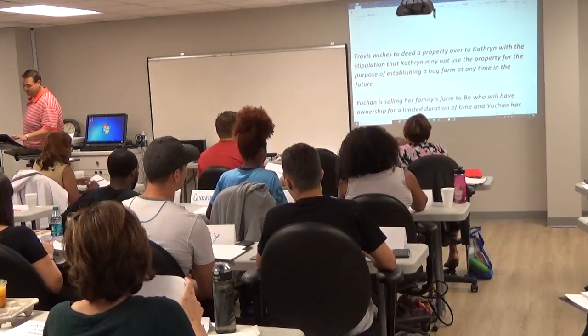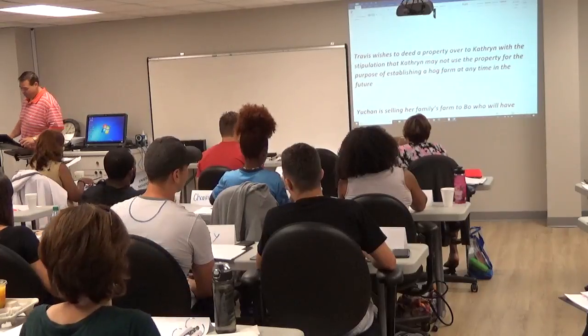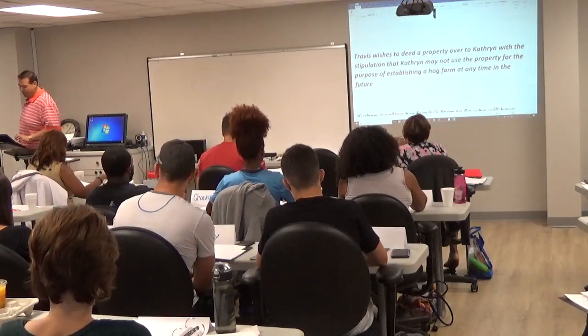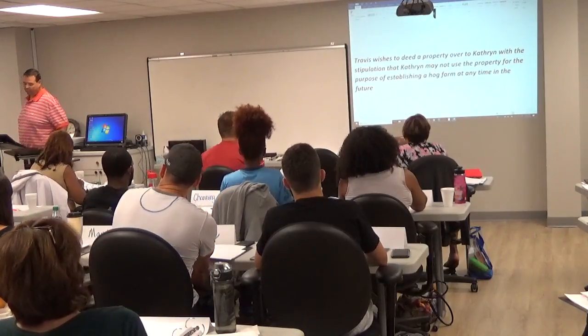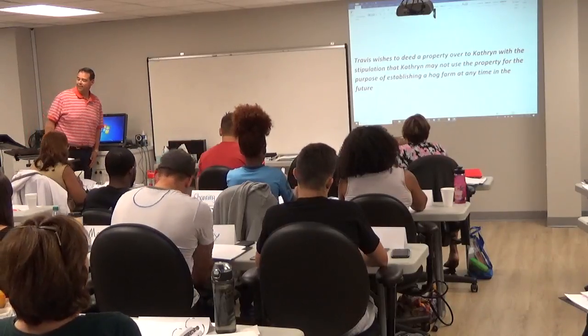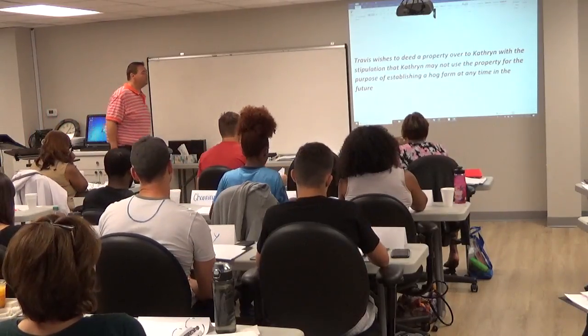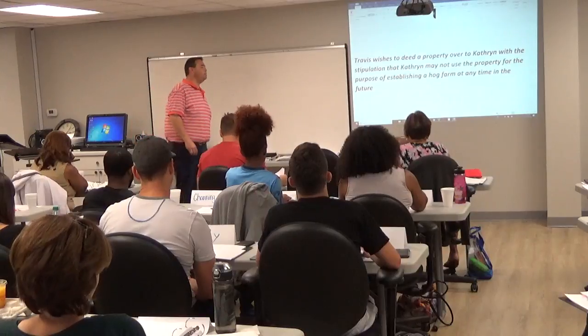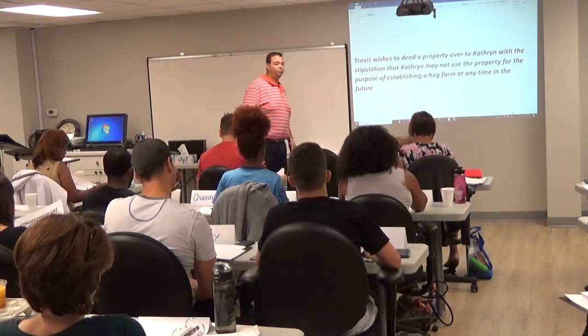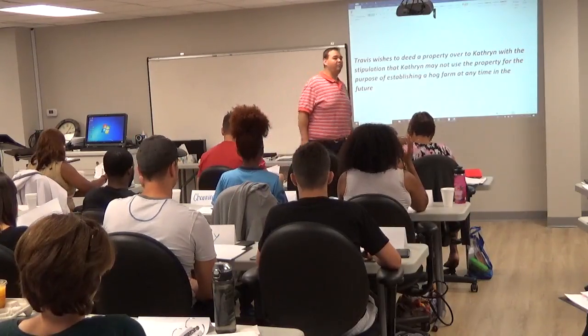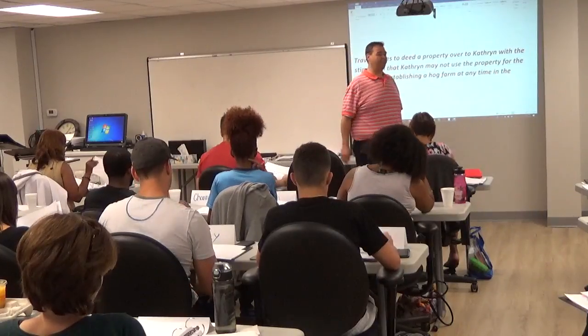Number one. Travis wishes to deed a property over to Catherine with the stipulation that Catherine may not use the property for the purpose of establishing a hog farm at any time in the future. Probably either the easiest or second easiest one of the batch.